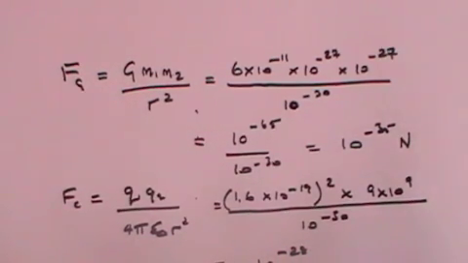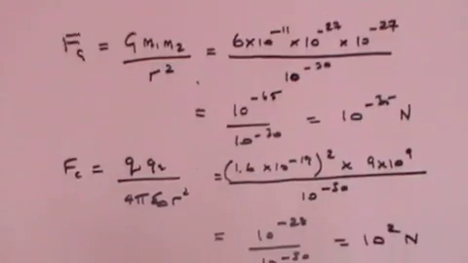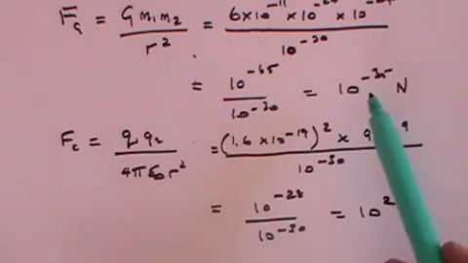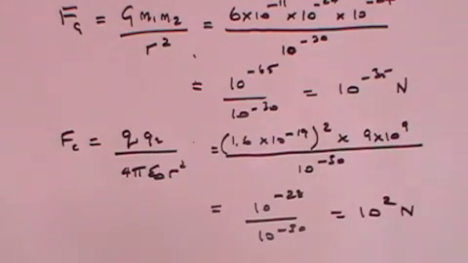Divided by 10 to the minus 30, which is 10 squared newtons. So 10 to the minus 28 over 10 to the minus 30 is 10 squared newtons, it's 100 newtons. So the repulsive Coulomb force would be 100 newtons. The gravitational attractive force is 10 to the minus 35 newtons. No hope. Gravity cannot be responsible for the nuclear force.